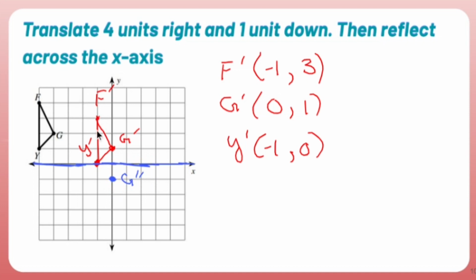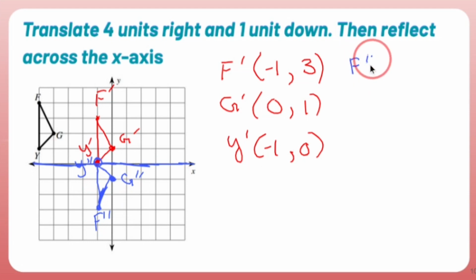F prime is 1, 2, 3 units away. Y prime is living on the mirror, which means Y prime and Y double prime are exactly the same. Connect the dots. And you can see we have a reflection. So let's write those points out.